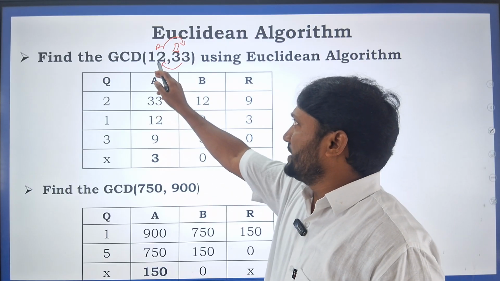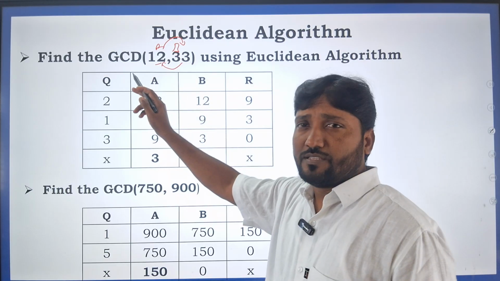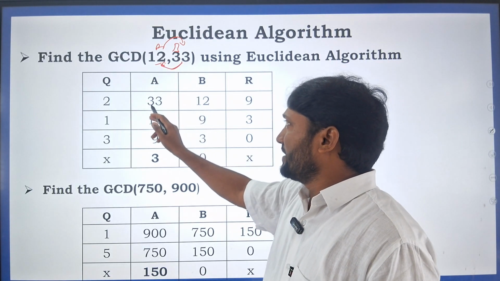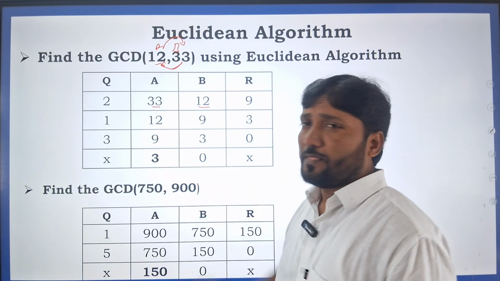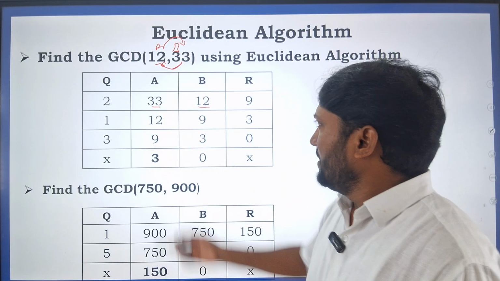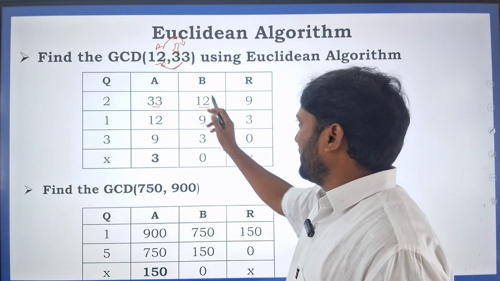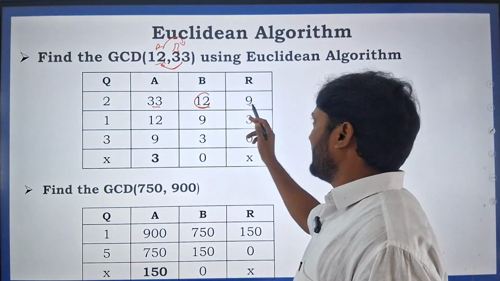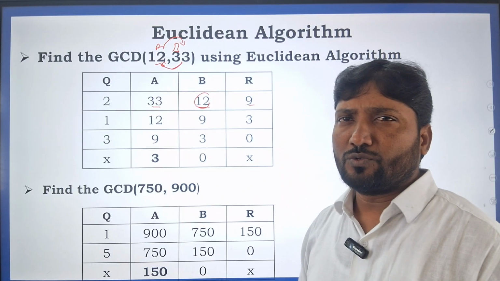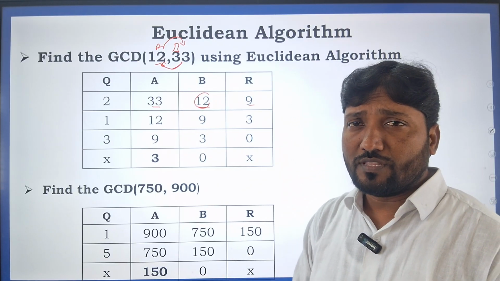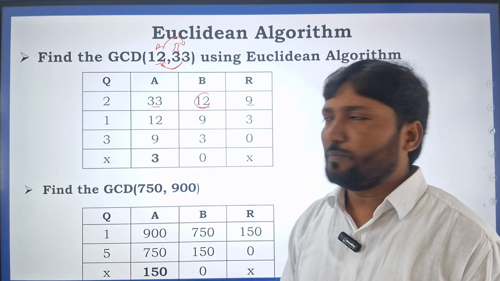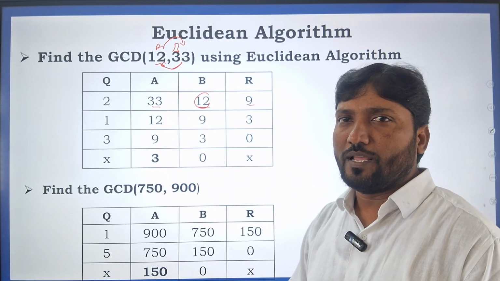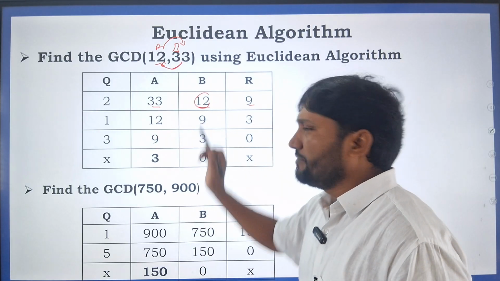Now, A is not greater than B, that's why we are going to swap the two numbers here. So that is 33 and 12. Now we are going to divide A by B, that is, apply the division algorithm with B. 12 times 2 is 24, and the remainder is 9. So what do we have to do? If the remainder is 0, then B becomes the GCD of the two numbers. If the remainder is greater than 0, then we replace A with B and B with the remainder.